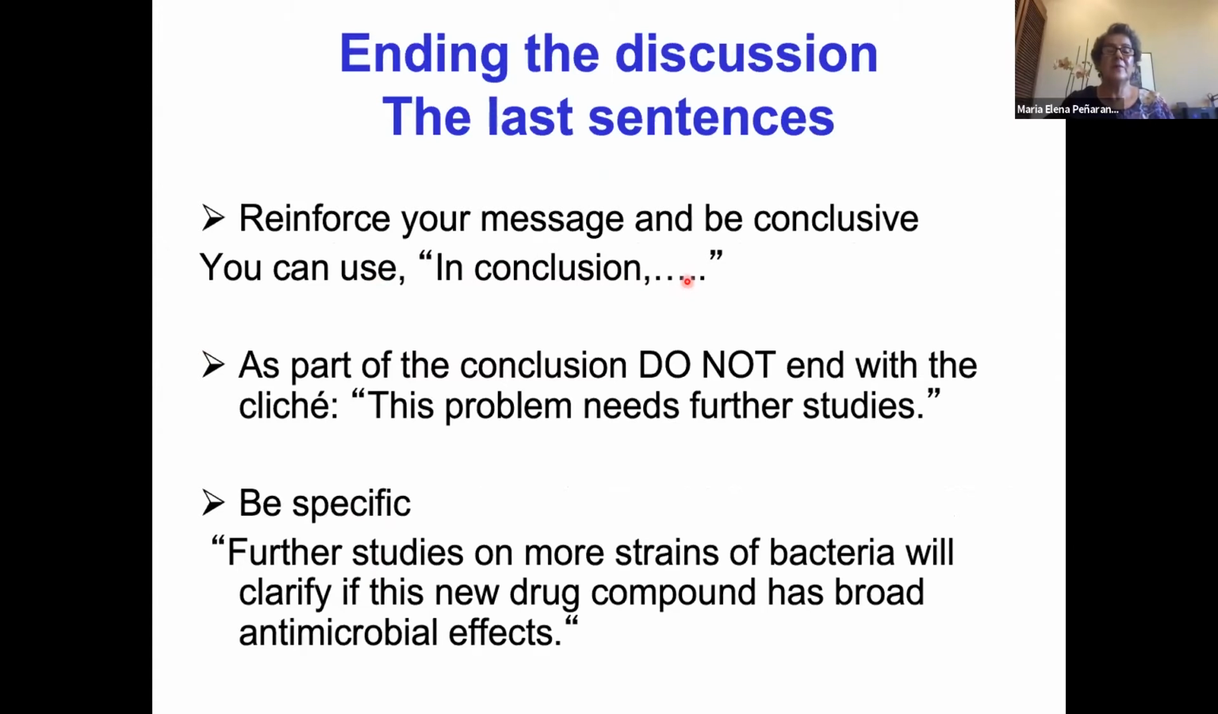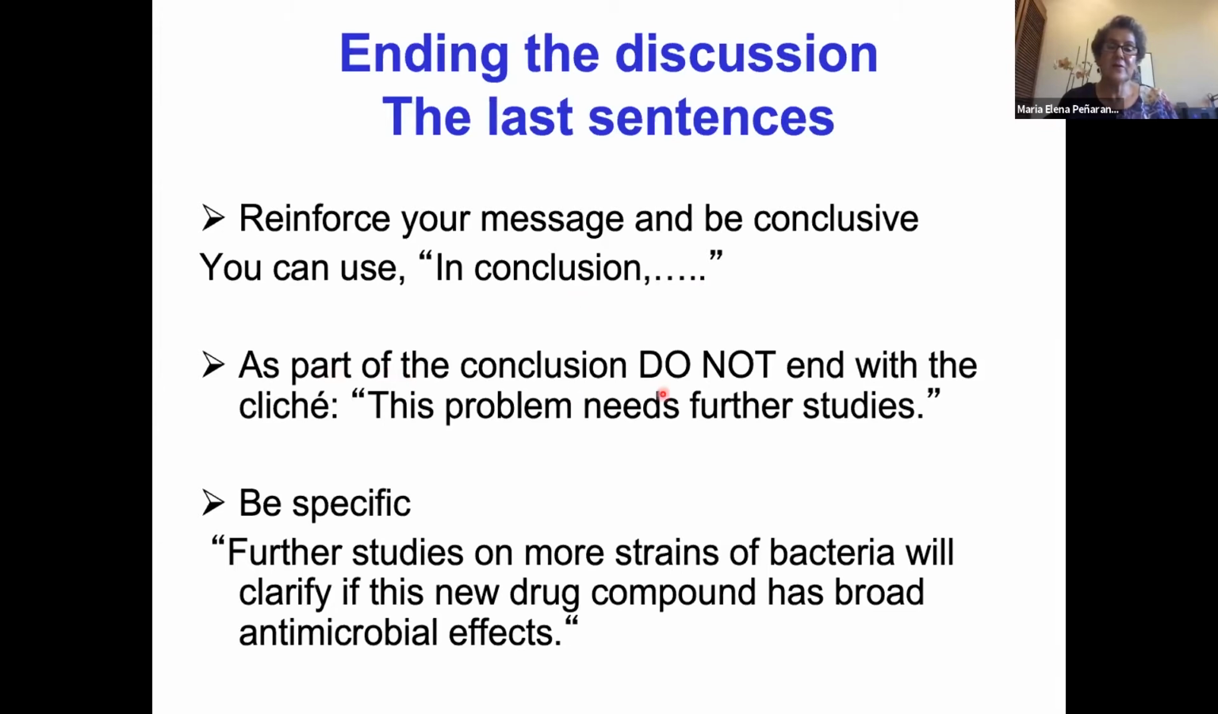Remember, people will read the beginning of the discussion and the end of the discussion. Only people that are really interested in the topic will read the whole article. So at the beginning, you start with your main message, and in conclusion, you go back to your main message, your main finding, your main new data.